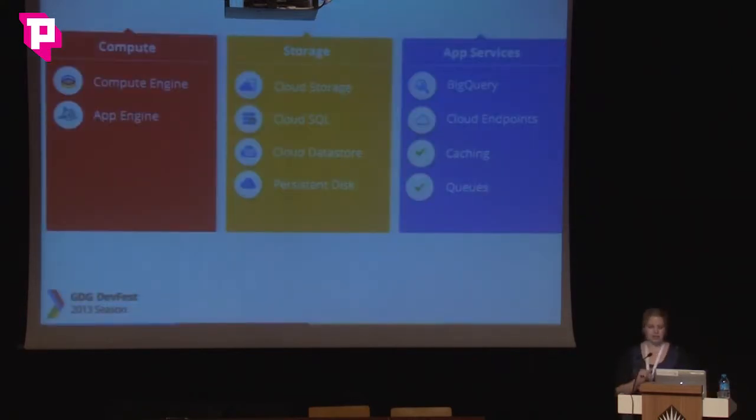So Google has a bunch of different pieces here. There's a bunch of services that we offer in the compute area. So this is the Compute Engine and App Engine. We also have many different storage options, and we'll go through some of them today, including cloud storage, cloud SQL, cloud datastore, and persistent disk. And then we also have a bunch of app services. These app services are different things that are going to help you build your application. So things like BigQuery, cloud endpoints, caching, task queues, there's mail services, there's a whole long list. So we'll go through a few of those today.